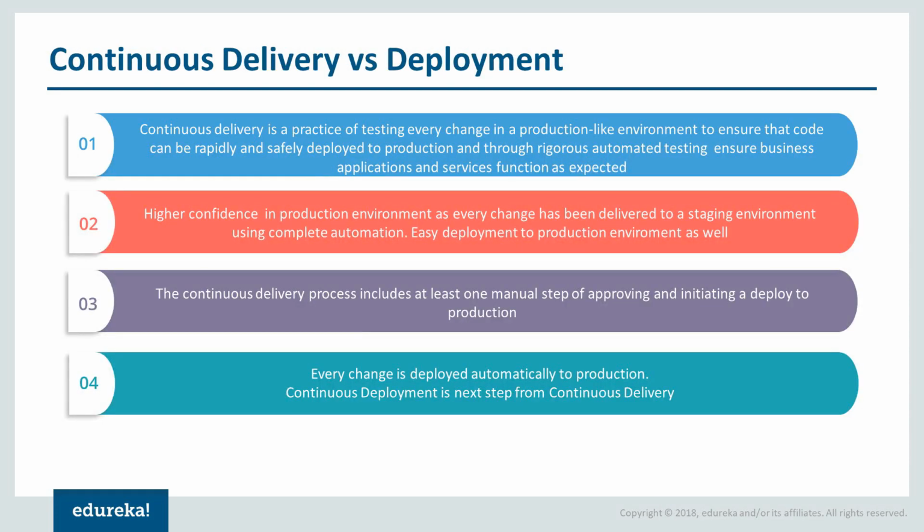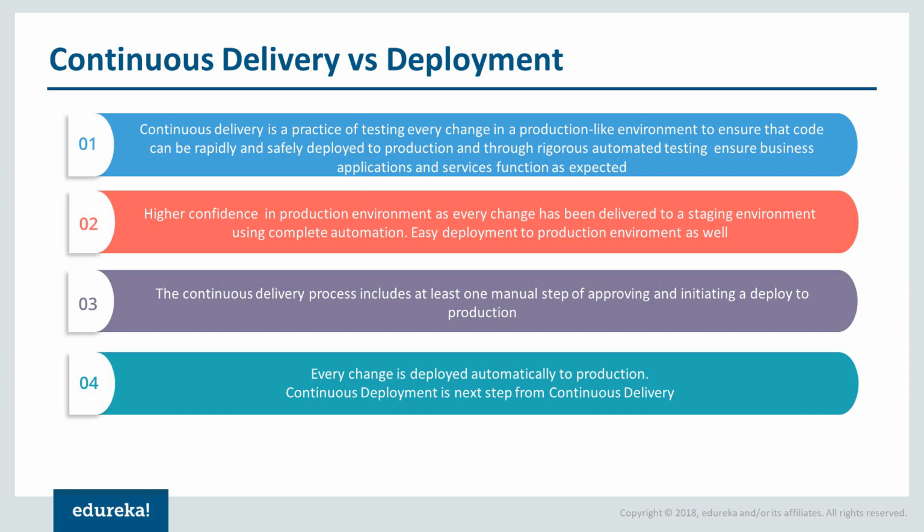So we have two important terminologies when we talk about CI and CD. CI stands for continuous integration. However, CD stands for continuous delivery as well as continuous deployment, depending on what context you are talking about. Continuous delivery is a practice of testing every change in a production-like environment, as close to production as possible, basically to ensure that code can be rapidly and safely deployed to production, and through rigorous automated testing, ensure business applications and services function as expected.